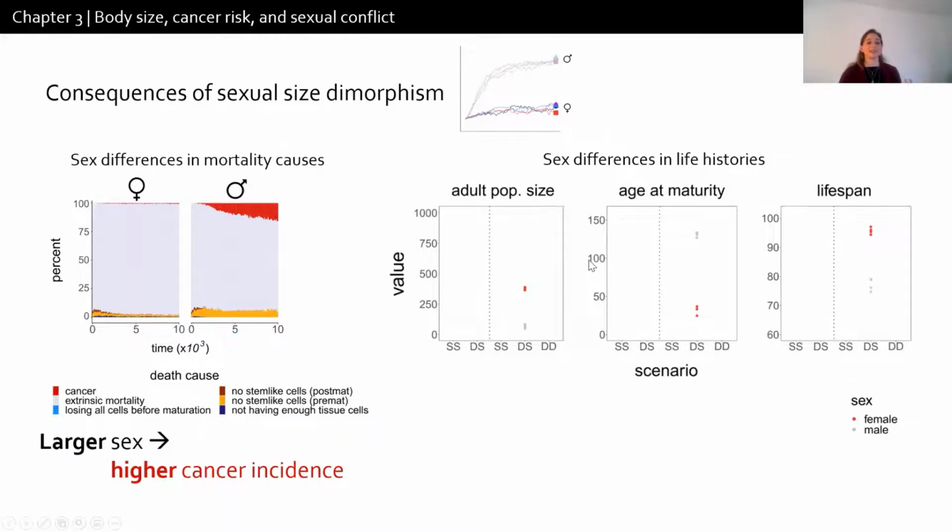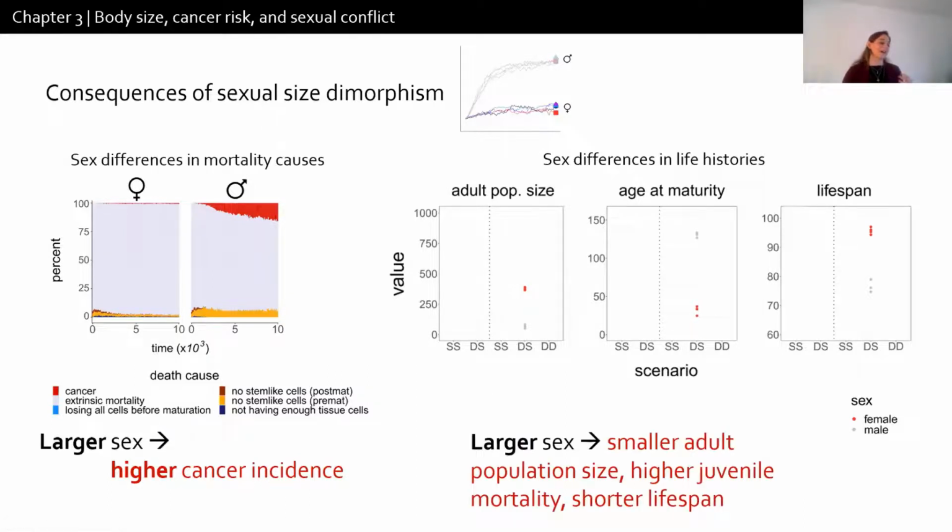We see that age at maturity of males is higher than females, whereas average lifespan of females is higher than males. And if you actually look at the values here, male average lifespan is actually shorter than age at maturity, which indicates that males had higher juvenile mortality, which helps explain why the adult population size was female biased. So to sum up this bit, the larger sex had smaller adult population size, higher juvenile mortality, and shorter lifespan.